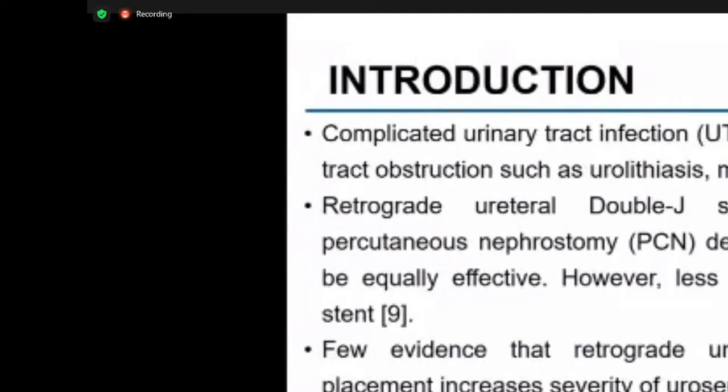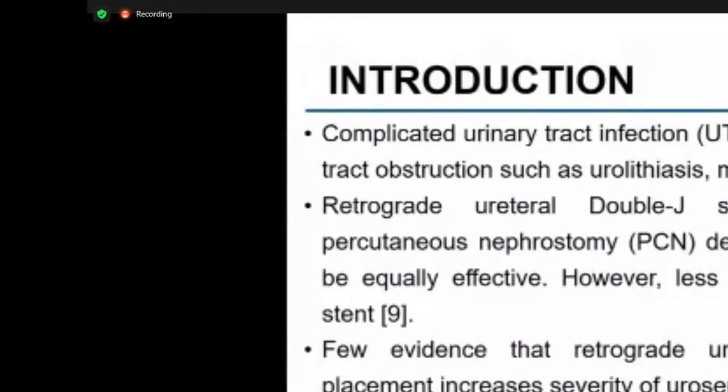Retrograde urethral double J stent placement and percutaneous nephrostomy, or PCN, decompression appear to be equally effective through many previous researches. However, in some mild to moderate obstruction cases, retrograde urethral double J stent placement appears to provide more comfort for patients than PCN, with less risk of bleeding or organ injury.